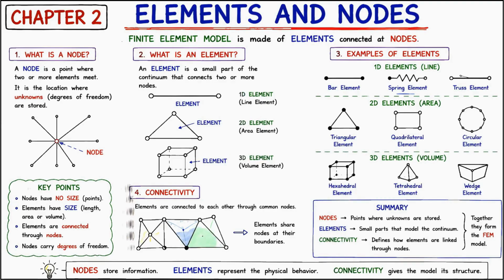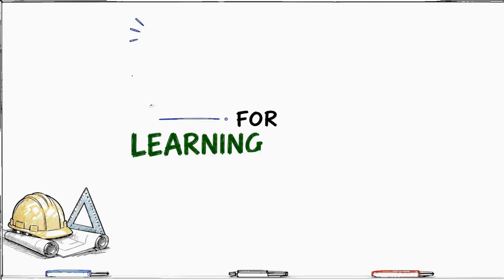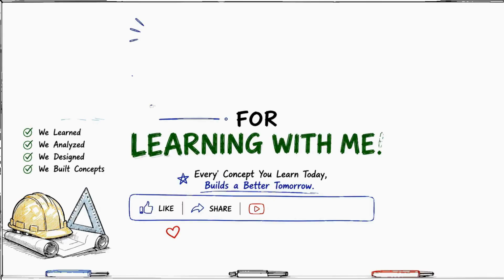In this lecture, we learned how a real engineering structure is converted into a finite element model through discretization. We also understood the meaning of nodes, elements, and mesh, which are the basic components of every FEM analysis. In the next lecture, we will explore the different types of finite elements, understand degrees of freedom, and learn how engineers generate an efficient mesh for accurate analysis.